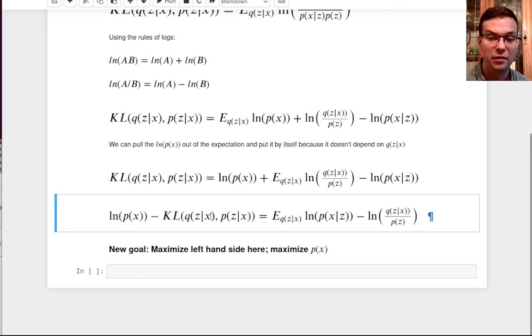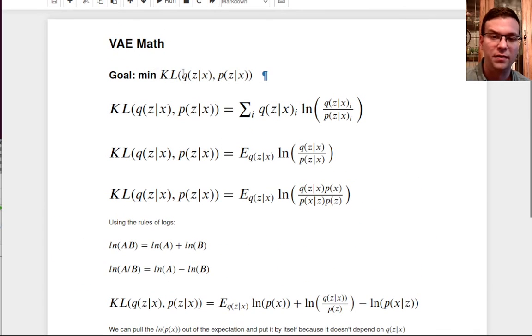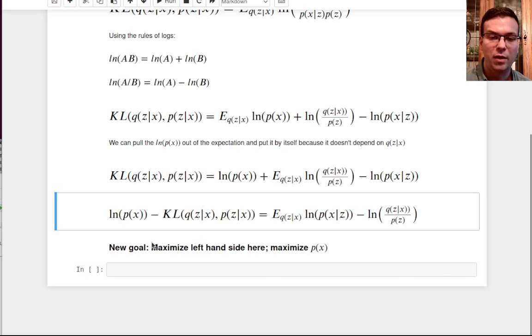If I subtract the Kullback-Leibler that I started with, originally I said I wanted to minimize this difference between these two different distributions. Maximizing the left-hand side is like saying I want to maximize this and I want to minimize this. Because this is non-negative, it's only going to detract from this probability.